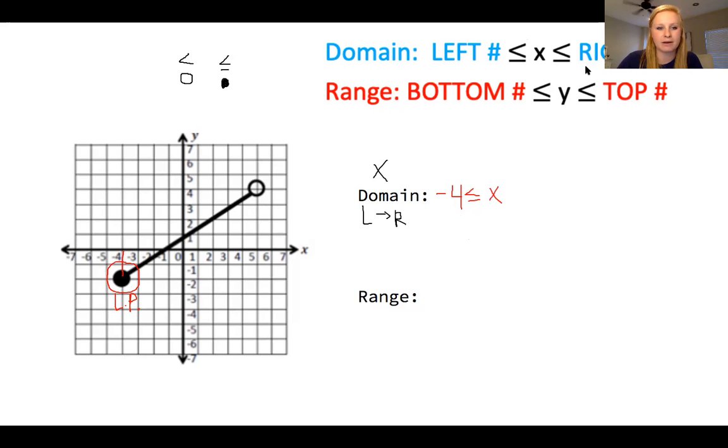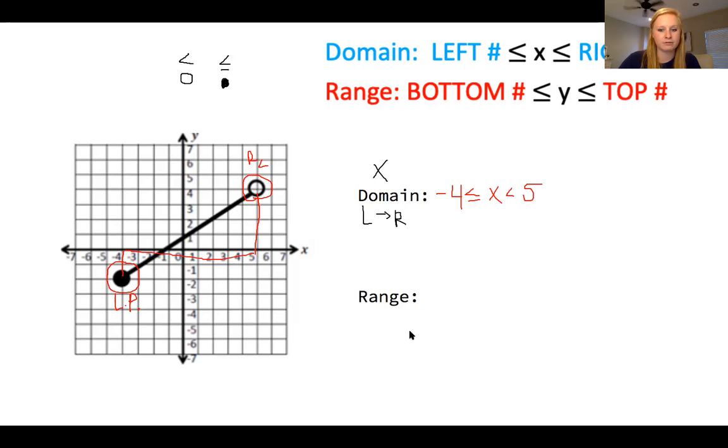Then I have to go and find my right point. So I'm going to go all the way over here. I notice that this is an empty point, so I'm going to write less than, and then I'm going to draw a line down. So this is my furthest point to the right. And I notice that this hits at 5. So I'm going to write 5. And the symbol we know, since it's empty, is less than. So what this says is the x values are greater than or equal to -4, but less than 5. And we can see that because this graph goes from -4 to 5.